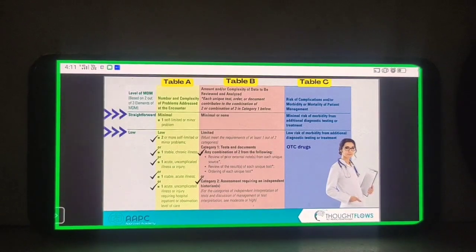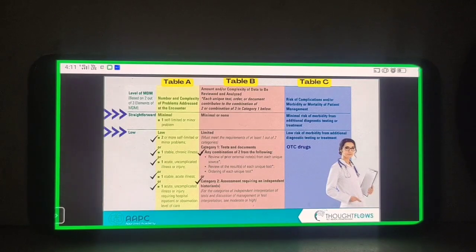For example, based on that, try to fetch the corresponding level. You have to explain which point is satisfied for this example and why you are selecting this level. Okay. Now, the patient has a problem of cough and cold. So the doctor prescribed OTC.